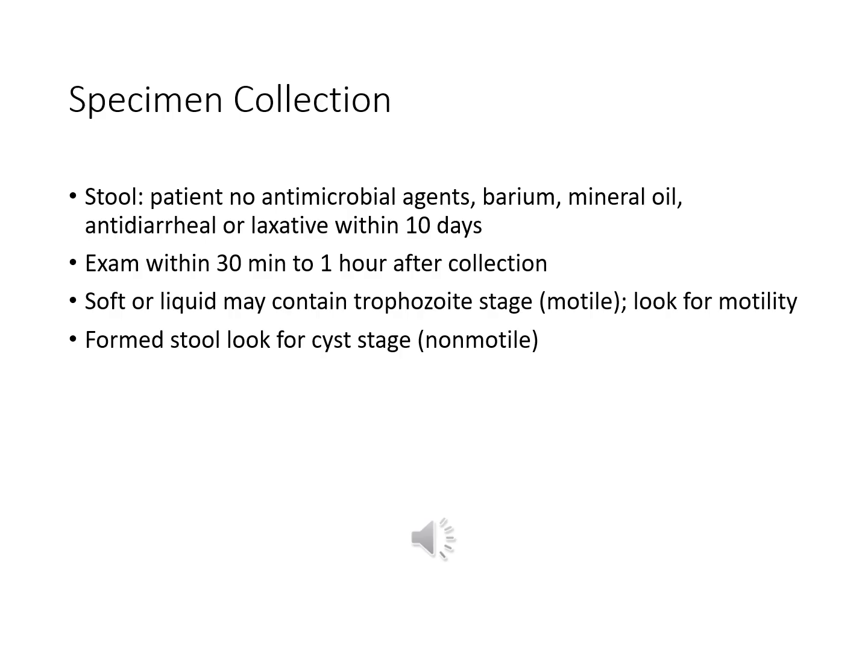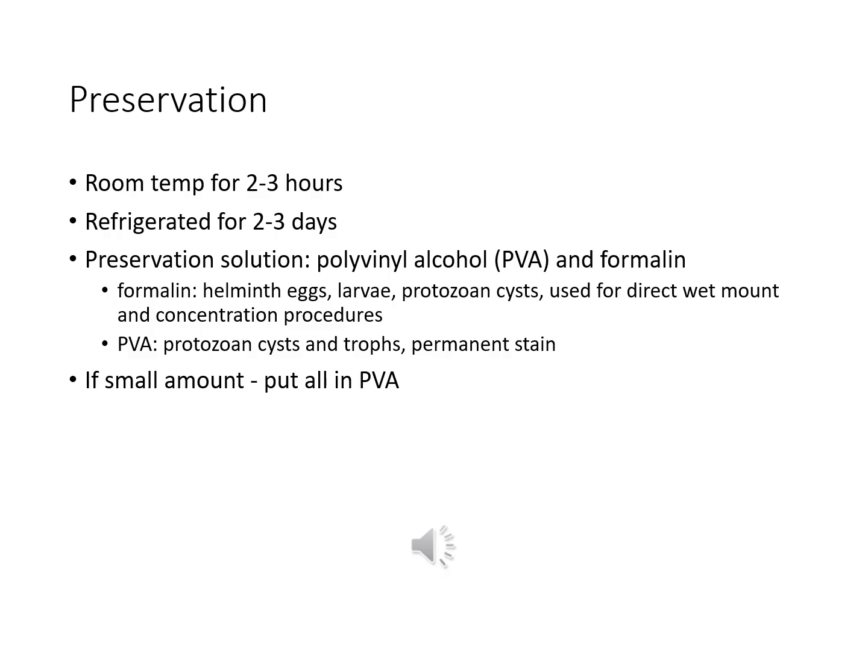If the stool consistency is soft or liquid, we need to be looking for the trophozoite stage. A trophozoite is the motile form, so you're going to look for motility. If the stool specimen is formed, we are going to look for the cyst stage, which is considered the non-motile form. You do need to preserve specimens.